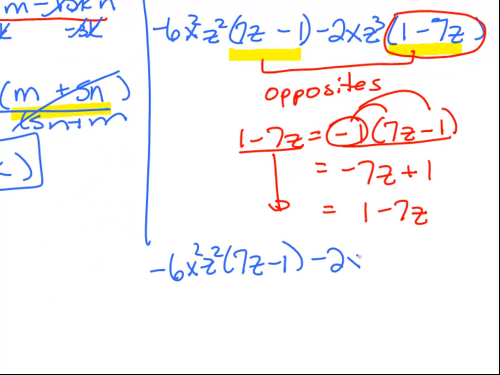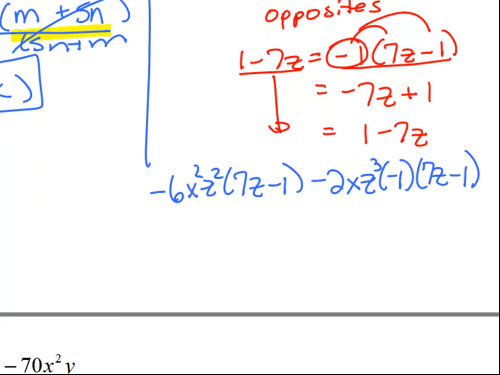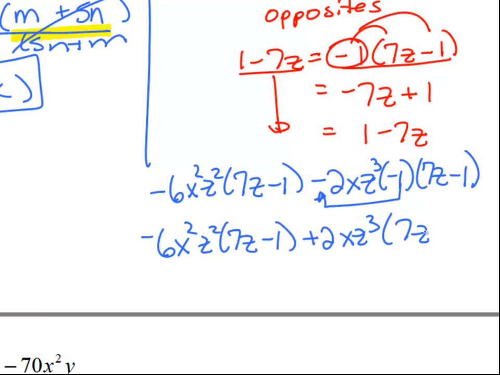So I have negative 2xz cubed times negative 1 times 7z minus 1. This negative and that negative are going to become positive. Now I'm showing every step. You should be able to skip some of these steps. All right, so now, not done. Do those match exactly? Yes, they do. So that is a common factor.